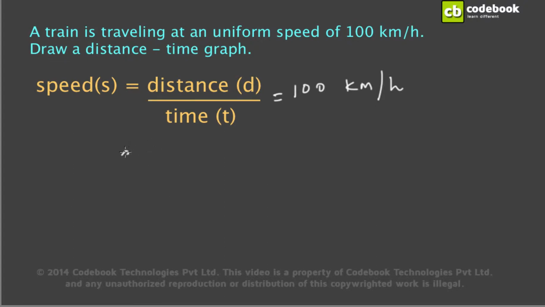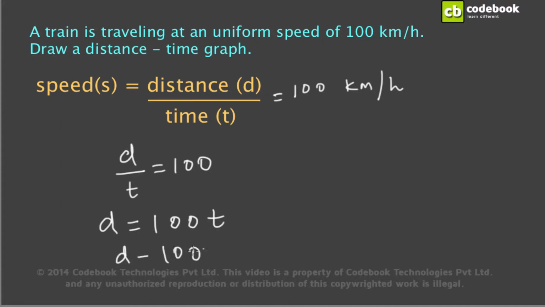So we can write this as d by t is equal to 100. It's nothing but d is equal to 100t, and this can be written as d minus 100t is equal to 0. So this is in the form of a linear equation with two variables where the variables are d and t. So let's try to substitute some values for t and calculate the d.